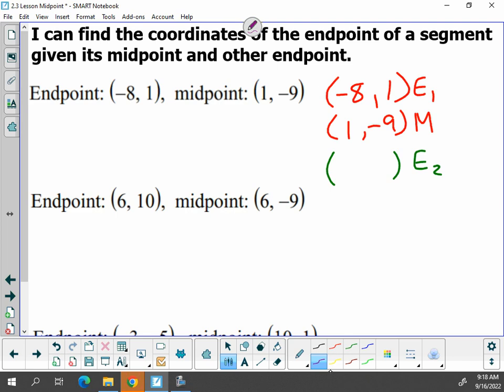To get from -8 to 1, I have to count up 9. And so that means to get from my midpoint to my next endpoint, I have to count up 9 more. So from 1, I count up 9. That's the same as adding 9. I get 10.